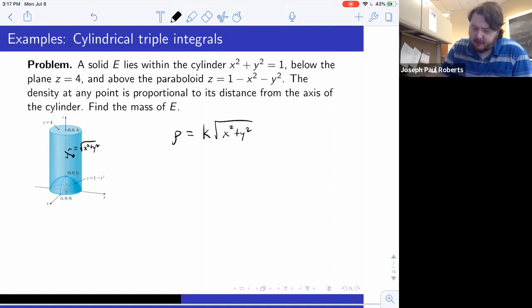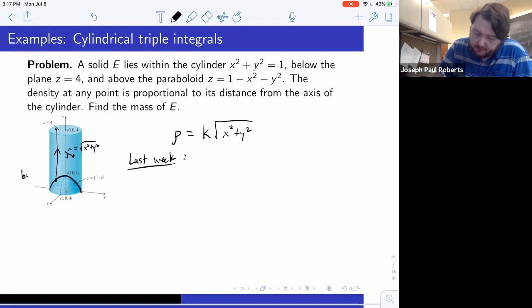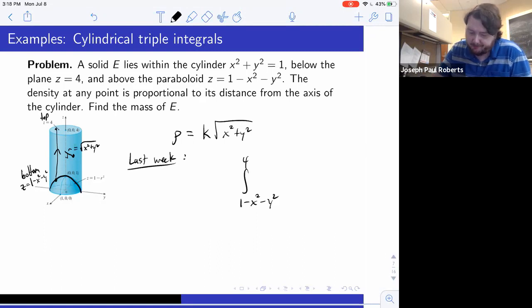And so last week's method, what we would have done for this is we would have said, okay, let's figure out my bottom and top surfaces. It sounds like the bottom surface is z equals 1 minus x squared minus y squared. So our bottom surface would correspond to our lower bound for z. And then our top surface is the plane z equals 4. So that's our upper bound for z. I have my integrand, which is the density function. And then I have my dz.